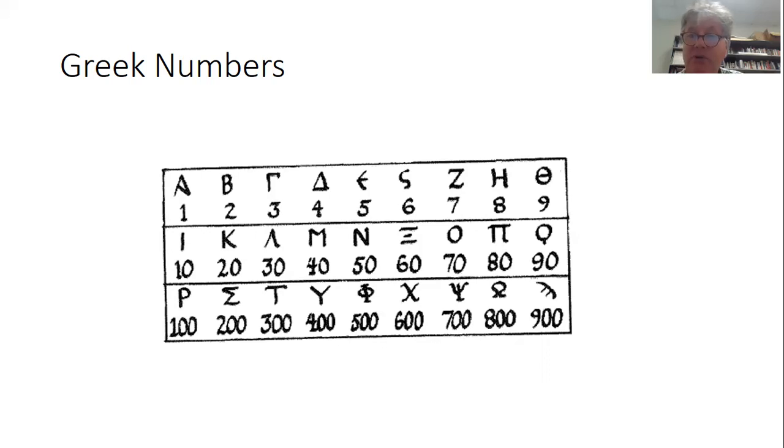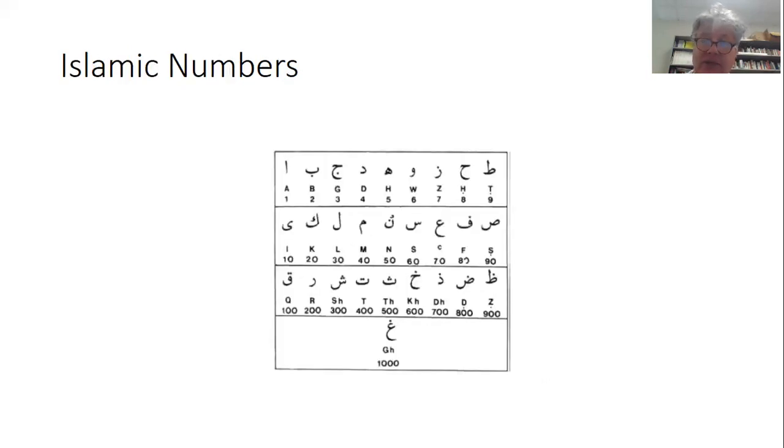Interestingly, our word myriad comes from Greek. It meant 10,000. So in everyday life, 10,000 was kind of like the biggest number you could have, their countless number. Okay, so the Greeks then passed it on to the Islamic scholars.